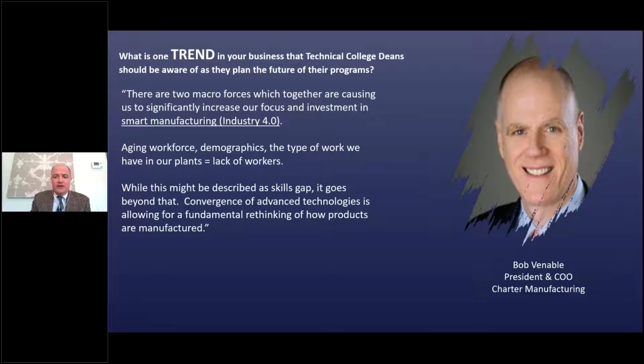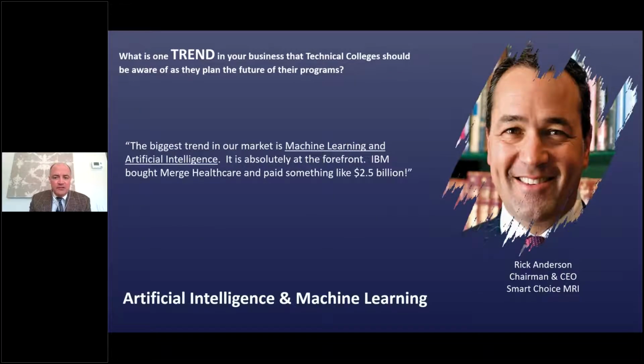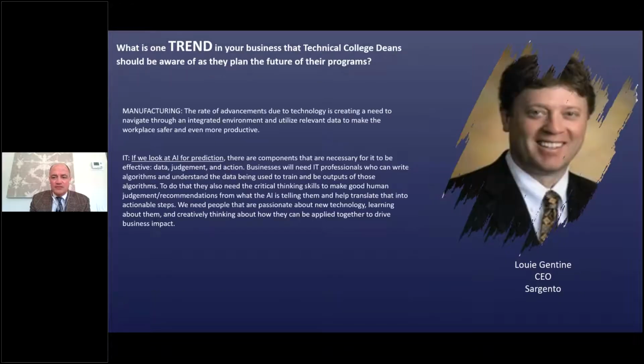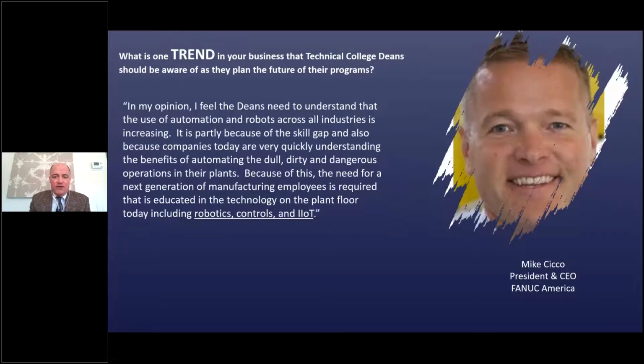My friend Bob Venable, President and Chief Operating Officer of Charter, talks about smart manufacturing and Industry 4.0 in his business planning. My friend Rick Anderson, Chairman and CEO of Smart Choice MRI, talks about machine learning and artificial intelligence in their business. The CEO of Sargento talks about using artificial intelligence for prediction. And my friend Mike Chico, President and CEO of Fanuc America, talks all about robotics, controls, and IIoT, all of them embedded with smart technology and artificial intelligence.